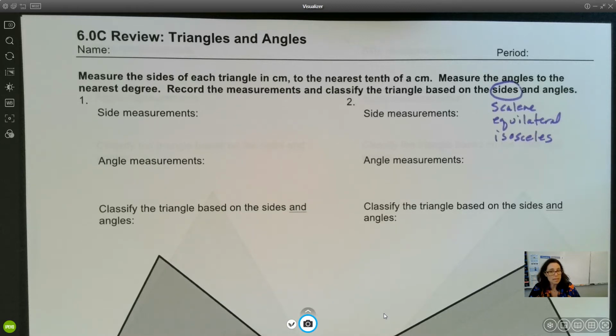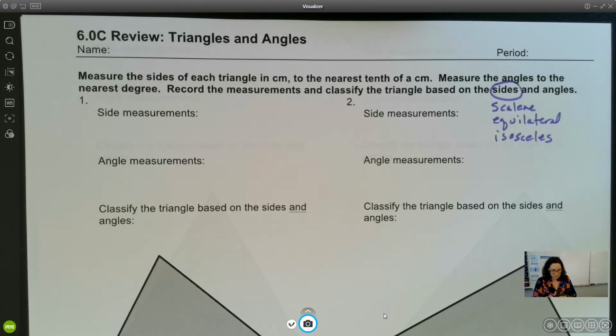Okay, so here's my challenge question. Is an equilateral an isosceles triangle, or is an isosceles triangle an equilateral triangle? Hopefully you're saying an equilateral triangle is an isosceles triangle.